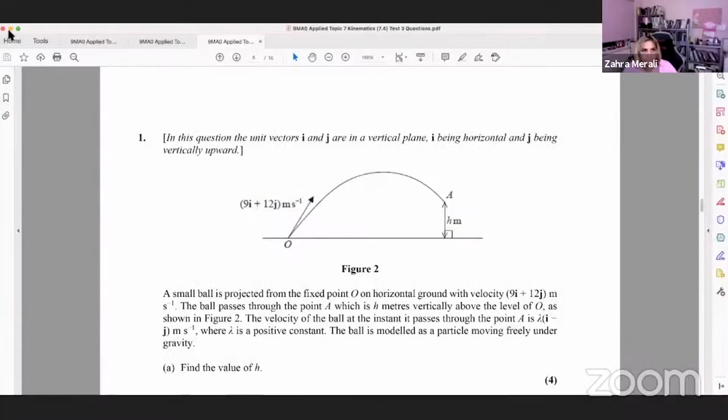So now we're going to look at kinematics, test 3, which is mainly projectiles questions, if I'm not mistaken. So you're going to be looking at SUVAT in the X and the Y direction, so the I and the J if it's vectors. So let's have a look.